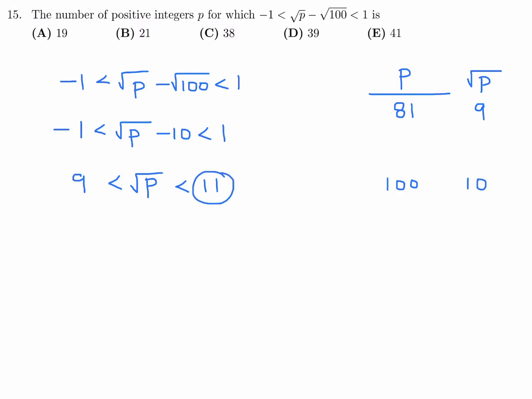And then my question is, what would p have to be for the root to be 11? Well, it would be 121. And that would be 11. So these are our boundaries.